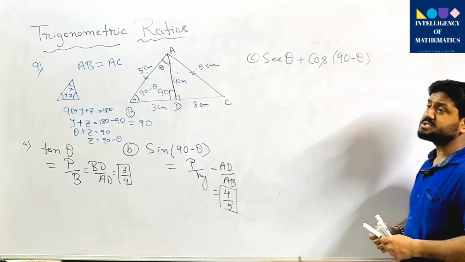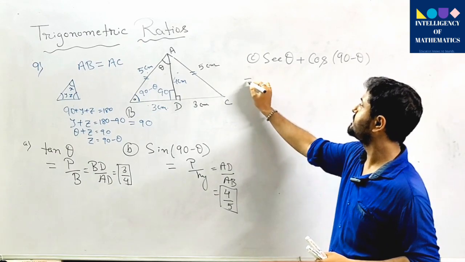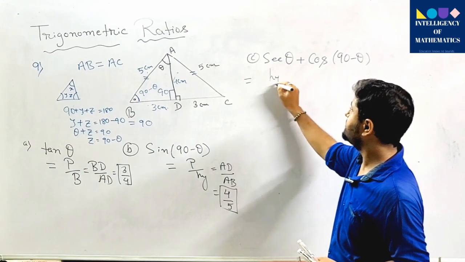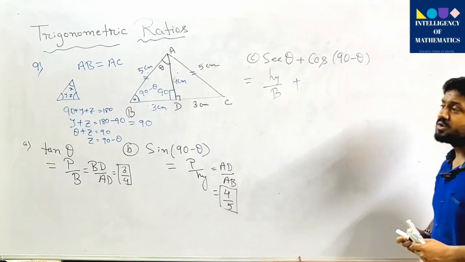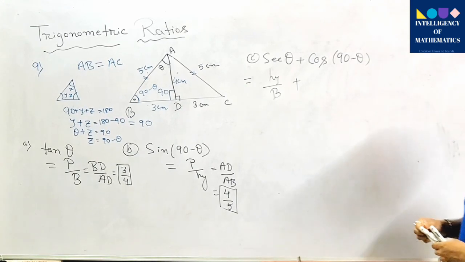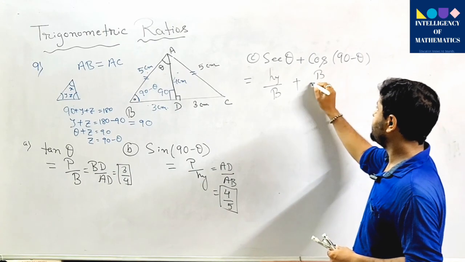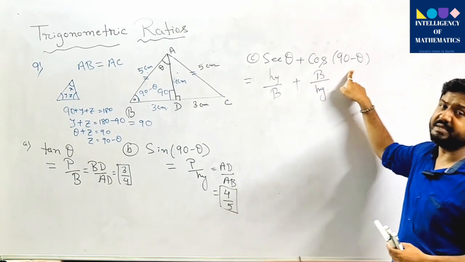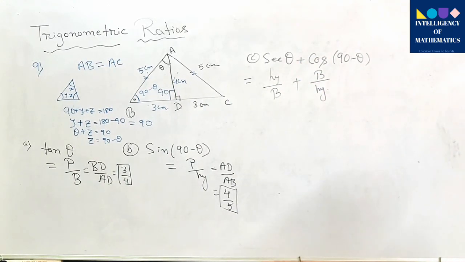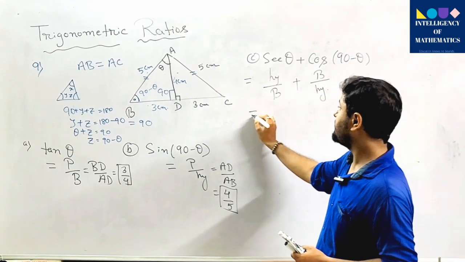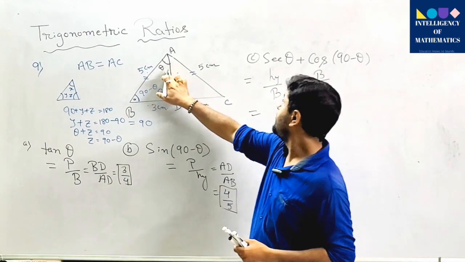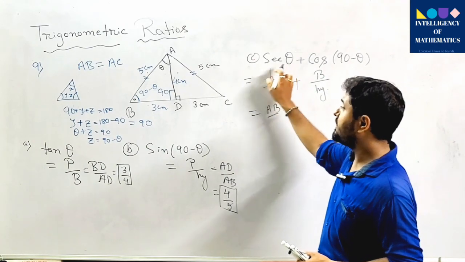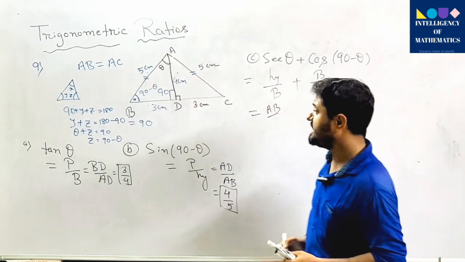Next, sec theta plus cosec (90 minus theta). Sec theta means hypotenuse by base, and cos theta means base by hypotenuse. But here it is theta and here it is 90 minus theta, so the angles are not the same and you have to take care of that. According to theta, the hypotenuse will be AB because the hypotenuse does not change, but the perpendicular is AD.